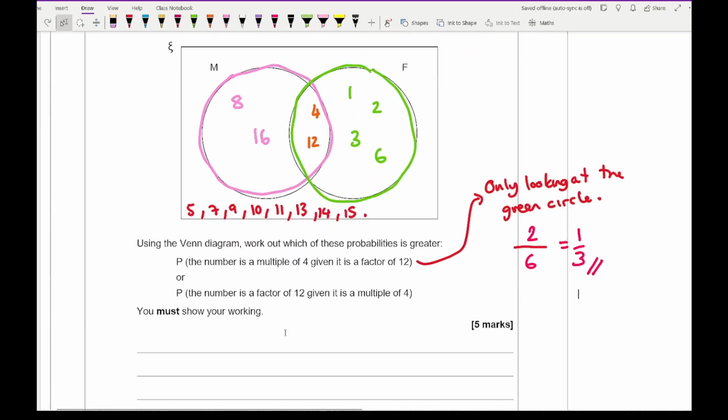Then if I look at this next one, here I'm only looking at the pink circle, and again this will be very confusing because I'm writing in green. How many numbers have we got in the pink circle? That's 4. How many of them are factors of 12? That's 2, so that's a half. So it's asking which of these 2 probabilities is greater.